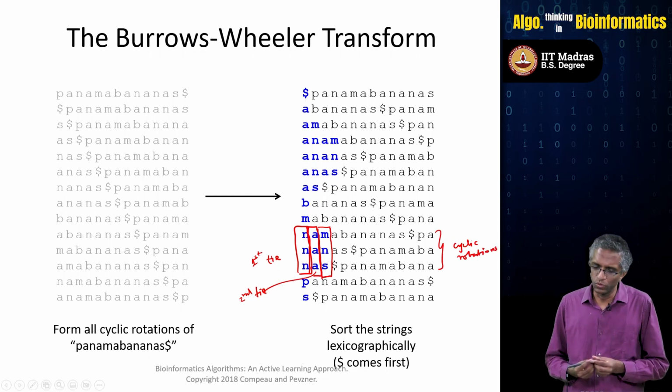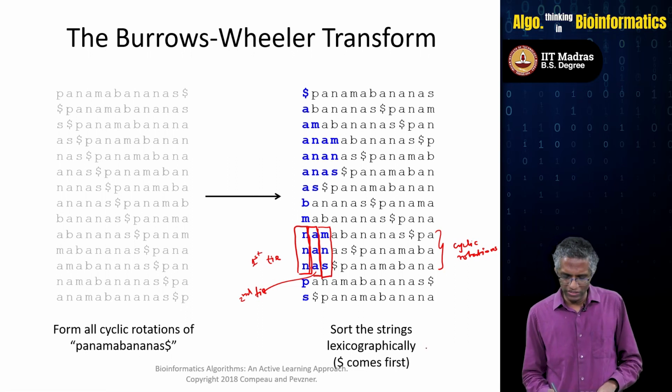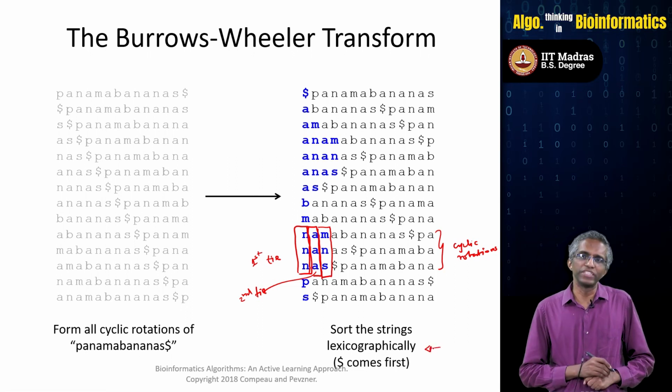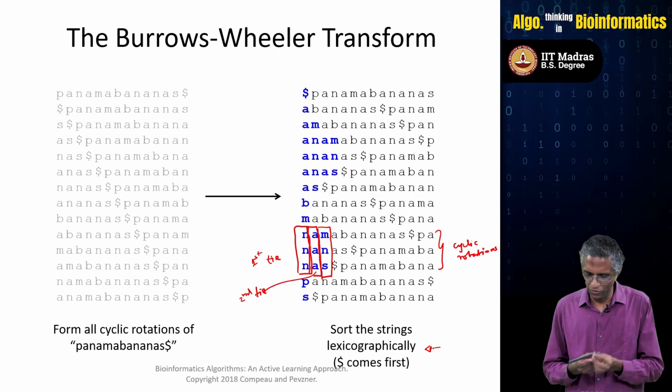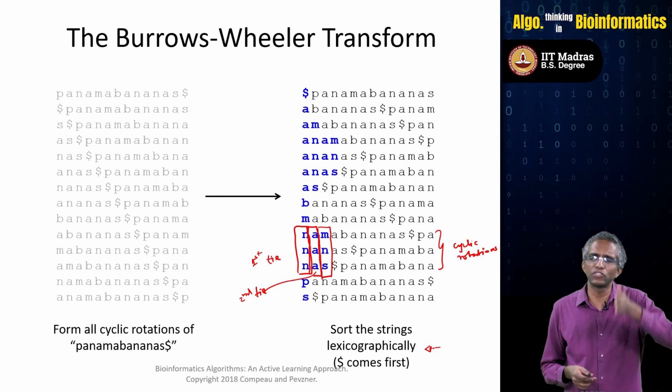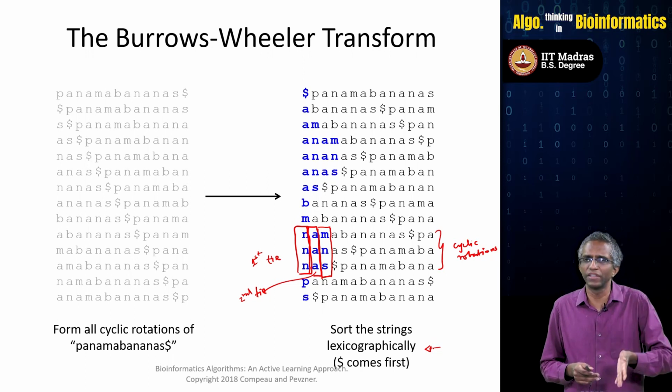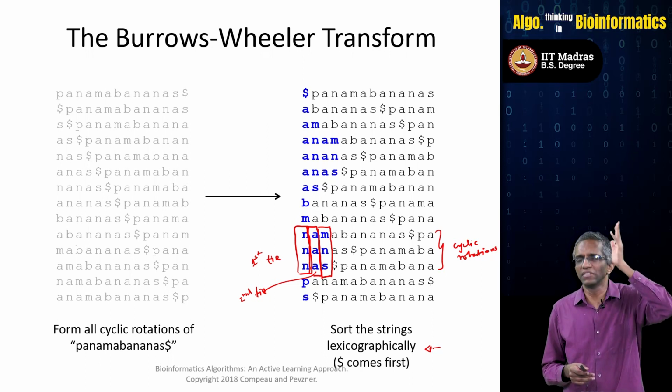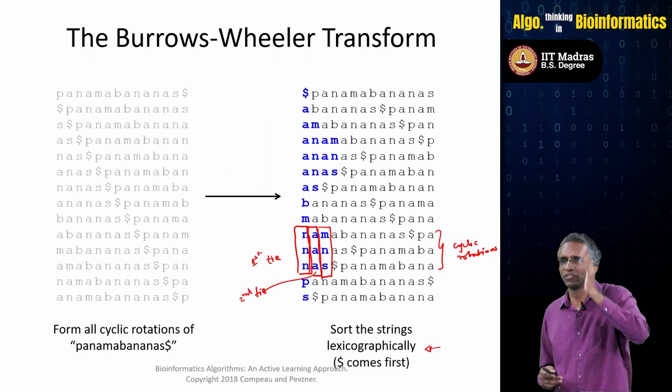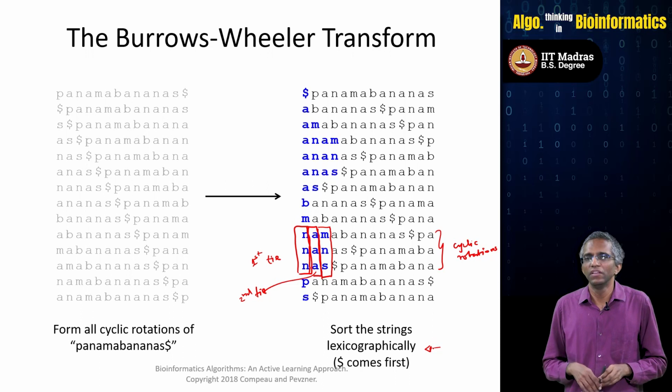Similarly for all the other ones. So lexicographic sorting is simply the way in which dictionaries sort the words, right? And we are following the same thing. We look at the first letter and sort based on the first letter. If there is a tie, you go to the second letter. If there is a tie there also, you go to the next letter, and so on, until you hit some distinct letters.